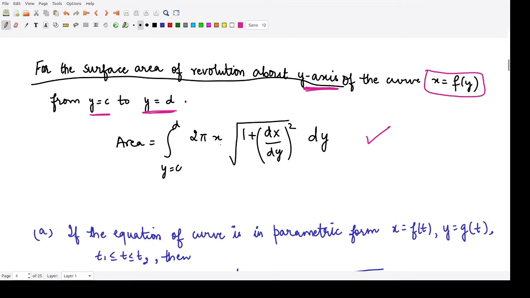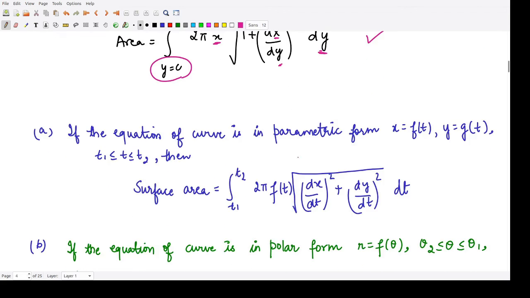So here what we have done, we have replaced x and y with each other. Wherever you were having y, we now have x, and we are now performing this integration with respect to the coordinate y. So its limit now varies from c to the point d.